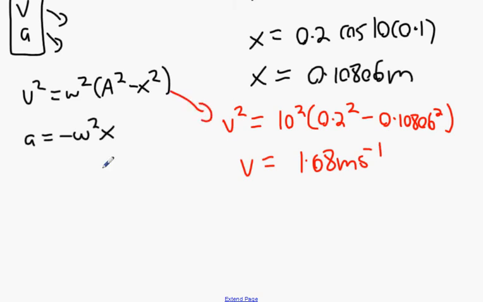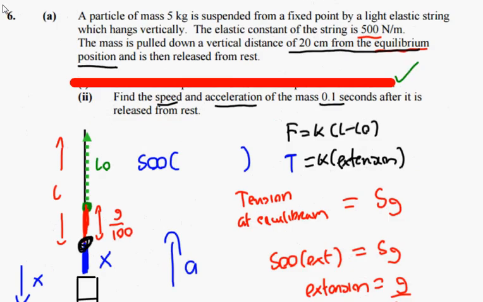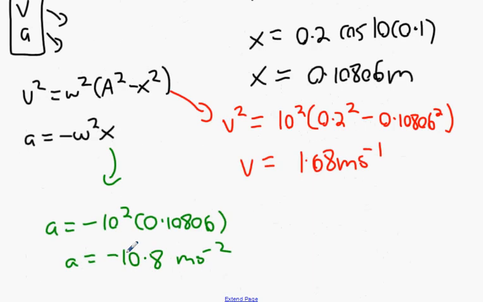Now for the acceleration, a equals minus omega squared x, which is minus 10 squared, times x, which is 0.10806. Put that into the calculator, and you'll get minus 10.8 meters per second squared. Does it say the magnitude of the acceleration or just acceleration? You can take it as a positive number.